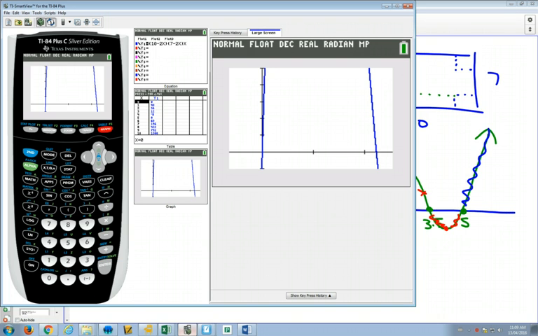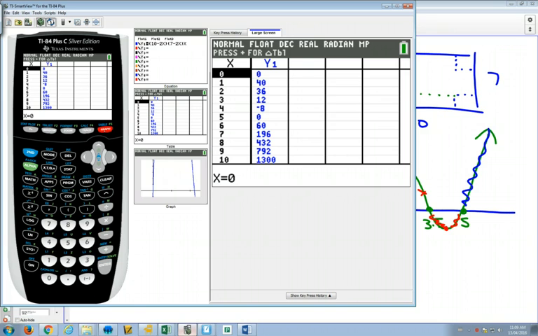So a couple of things I could do. I could keep guessing for my max or my min, or I could go to my table of values, which is right above your graph button, and just get a sense what's happening between 0 and 3.5. Notice it goes from 0 to 40 to 36 to 12 to -8. So it looks like just eyeballing it, 40 is the biggest one there.